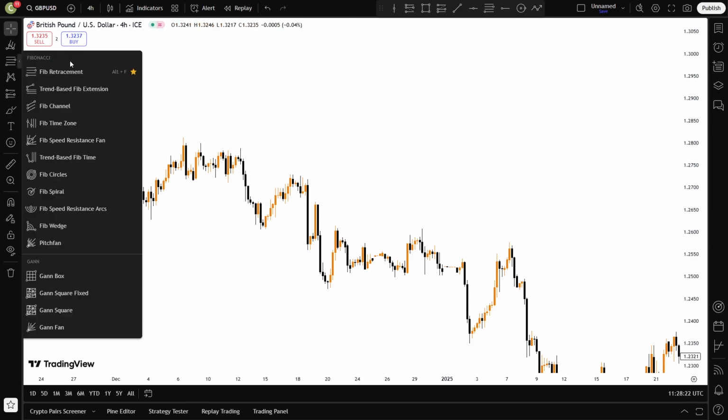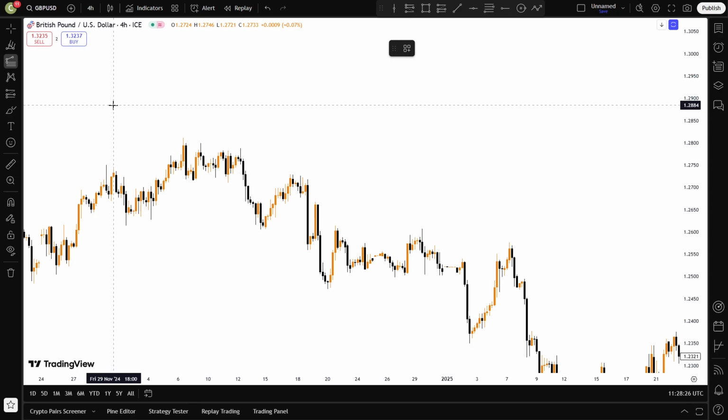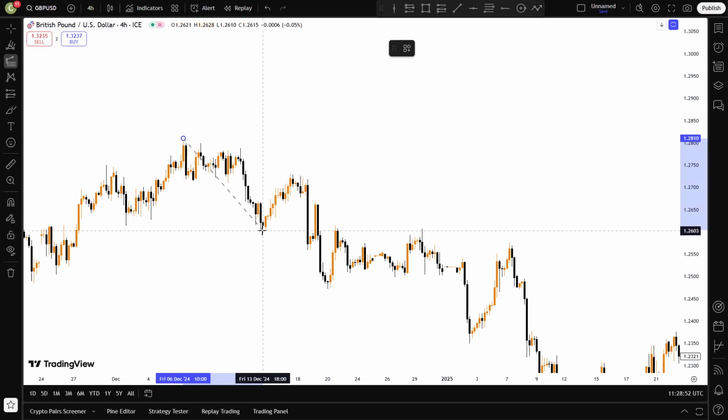Now the next tool under the Fibonacci is the trend-based Fib extension. So the trend-based Fib extension tool is used to project future price targets beyond the completed price move based on the Fibonacci ratios. And this is how you actually do draw the trend-based Fib extension. So you start from your swing low or swing high depending on the trend, and you move all the way to your swing high or low depending on the trend.